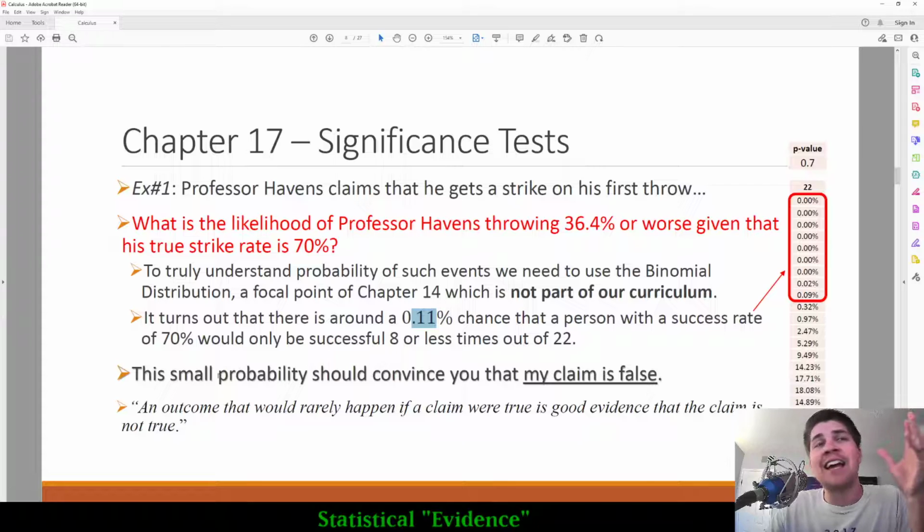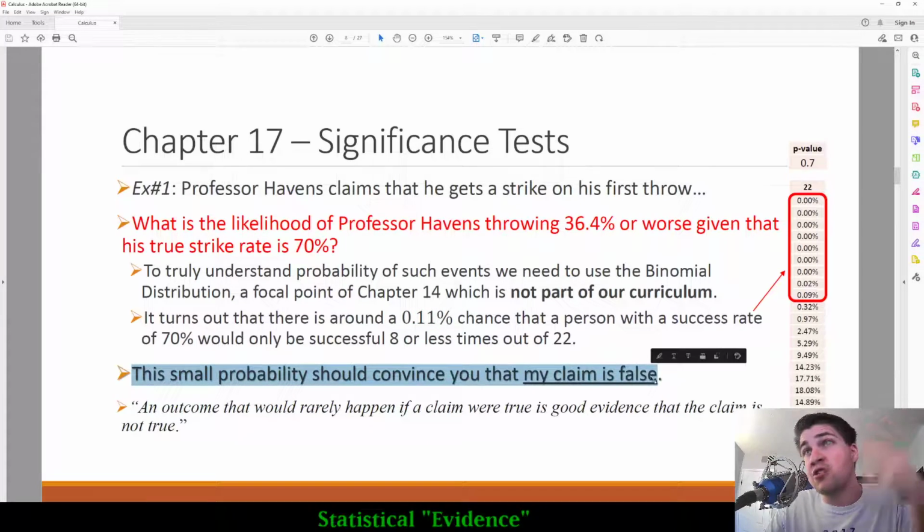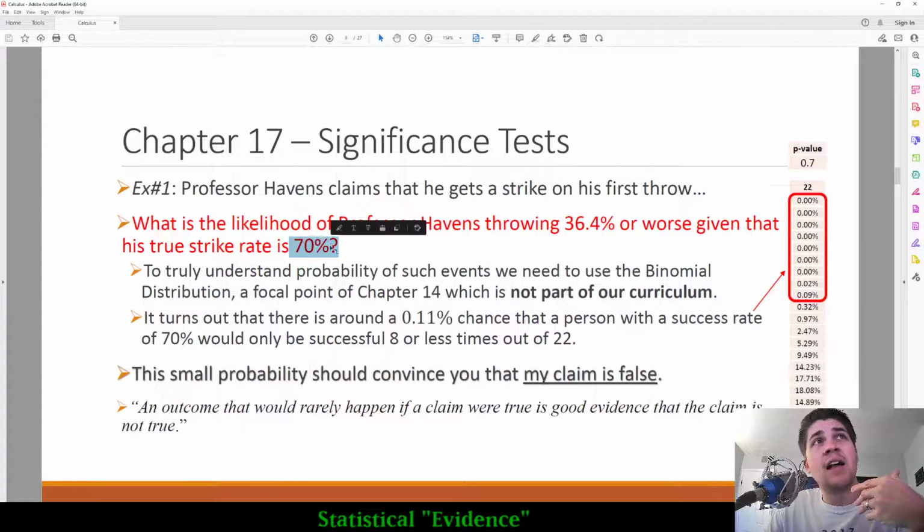And all of this is leading us to the conclusion that this is so unlikely that it should convince you that my original claim is false. Essentially, a 70% strike rate is very unlikely because in Professor Havens' demonstration of his strike rate, he did not live up to those expectations.